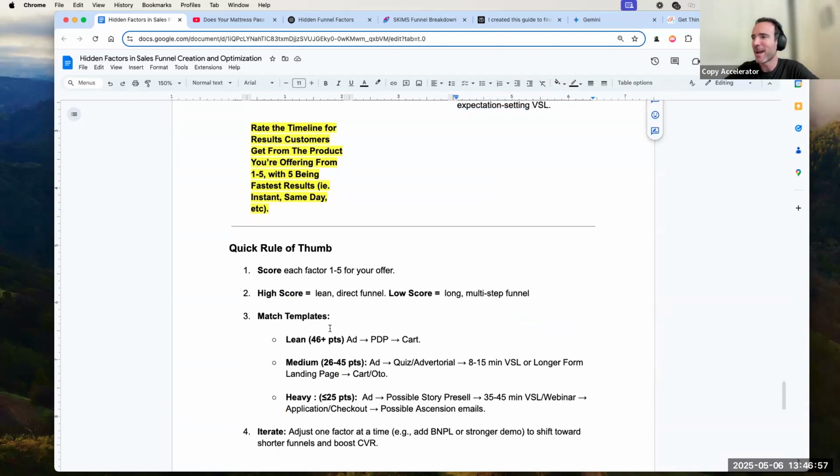And so again, highest score is usually the least copy: ad, PDP, cart. Medium: ad, quiz advertorial, 8-minute VSL or longer form landing page, cart. Now again, this could be an in-feed kind of mini VSL ad to the quiz advertorial. I mean, that's the thing too. Honestly, I'll put it in here so we can see it.